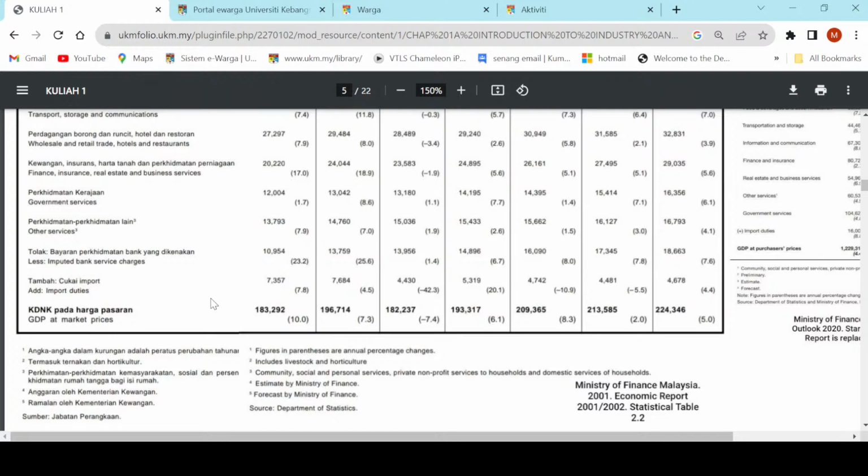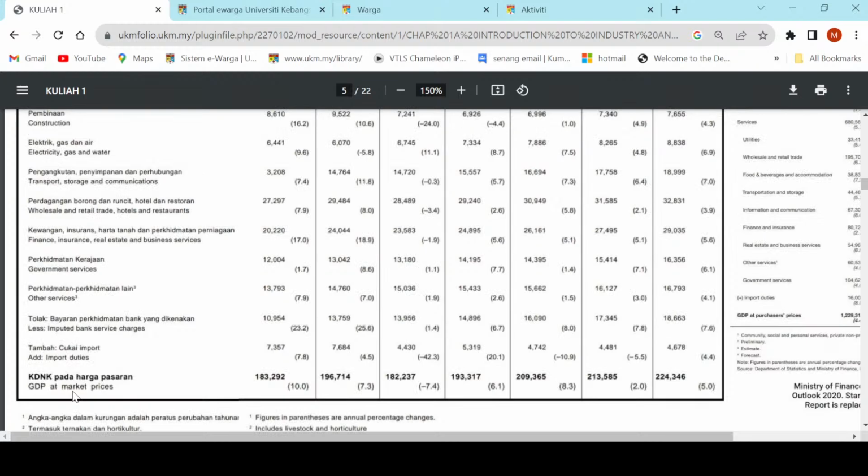We minus bank charges. Like you go to the bank, you want to get a banking statement, you pay 5 ringgit, minus that one. And you add the import duties, the amount of money people pay for imports. And this is the GDP at market prices. At market prices in constant prices. GDP at market prices, which is already in constant prices.